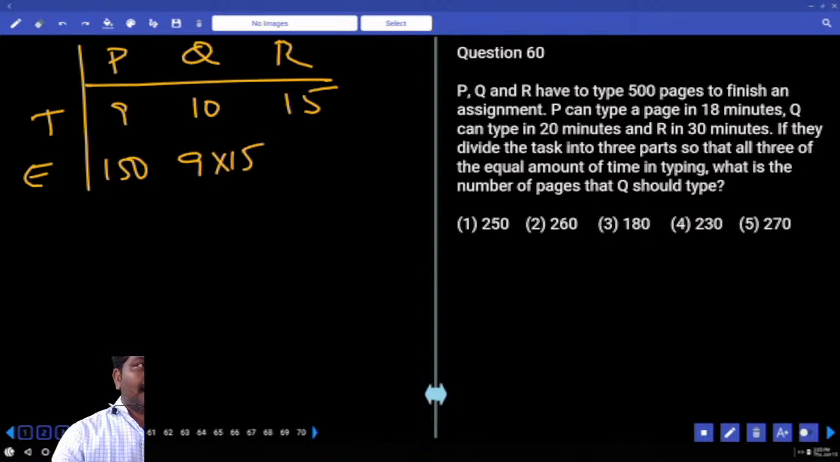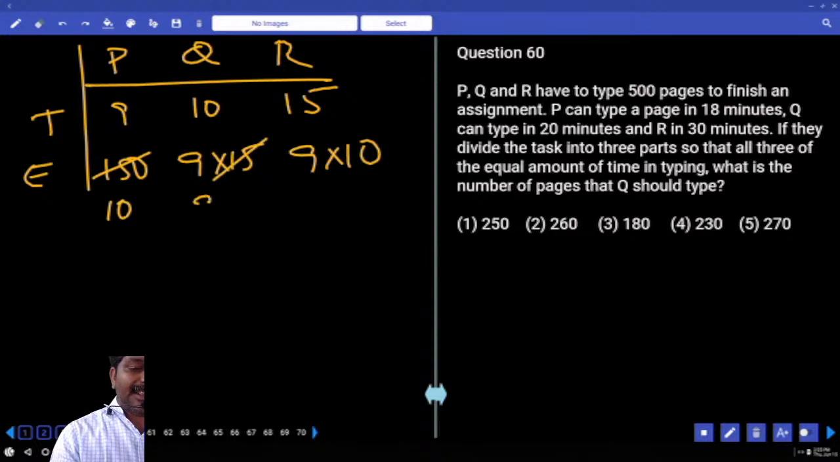Write like this, no problem. Hide the third number, multiply the two. 9 into 10. Is that okay? Right. Everywhere a multiple of 3 is there, and a multiple of 5 is also there. It is a multiple of 10, a multiple of 15. 10 times 15, cancel. 3 times 5, 2 times. 3 into 2. Their efficiency ratio is 10, 9, 6. Correct.